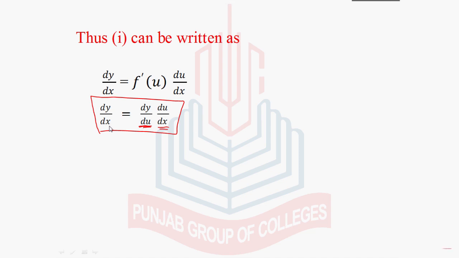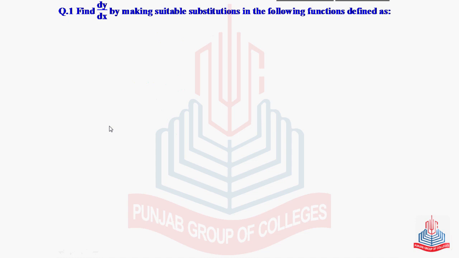This process can be explained by using our questions. So question 1 is: find dy by dx by making suitable substitutions in the following functions. Our first part is y is equal to square root of (1 minus x over 1 plus x). We already calculated the derivative of this function in exercise 2.3, but now we apply the derivative on this question by making suitable substitutions or by using the chain rule.